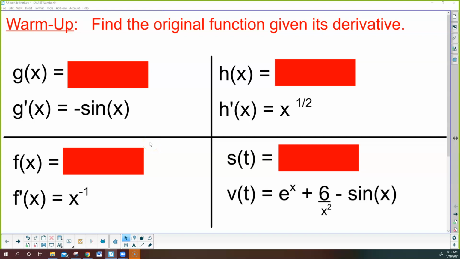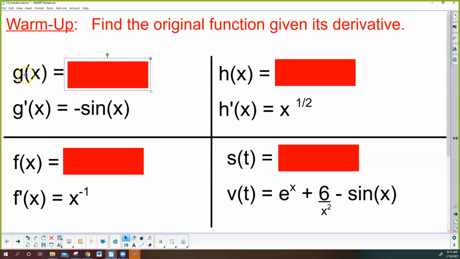Good morning, everyone. So we're going to go over these problems, and then we're going to have a different day today. So please make sure you're fully engaged and understand what's going on today so you don't miss anything. But let's start off here, and our goal is to basically work backwards.